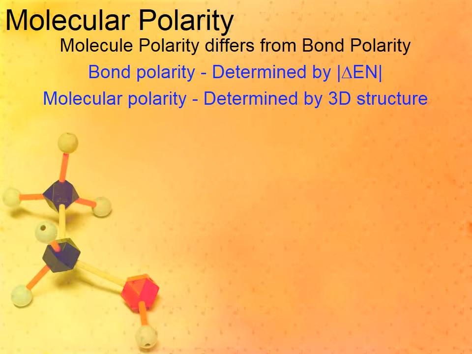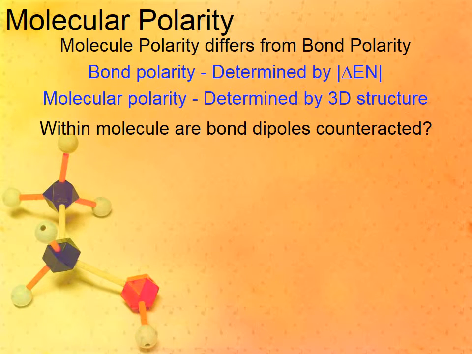Let's now talk about molecular polarity. The polarity of a molecule does differ from that of a bond. Whereas the polarity of a bond is determined by the absolute value of the difference between the electronegativity values of the 2 atoms that are bonded, the polarity of the molecule is instead determined by the 3-dimensional structure of that molecule. The important question to ask here with respect to molecular polarity is this: within that molecule, are all the bond dipoles, if they do exist, being counteracted?